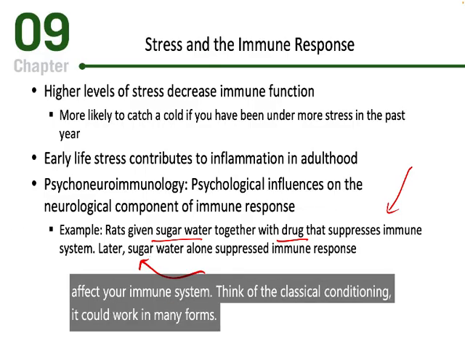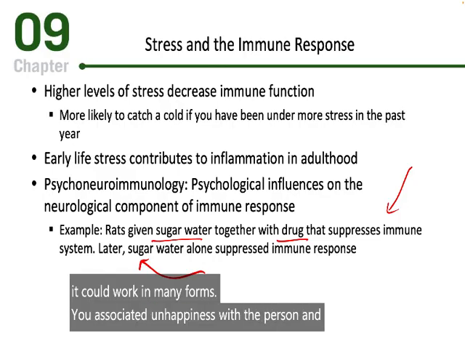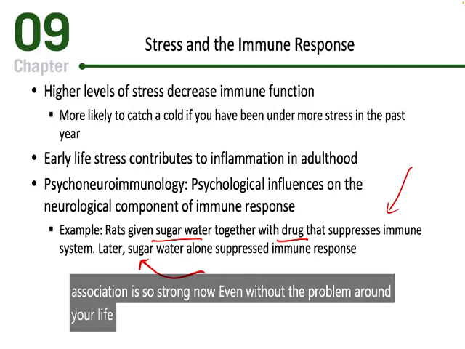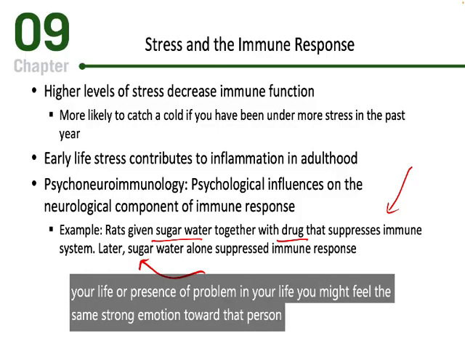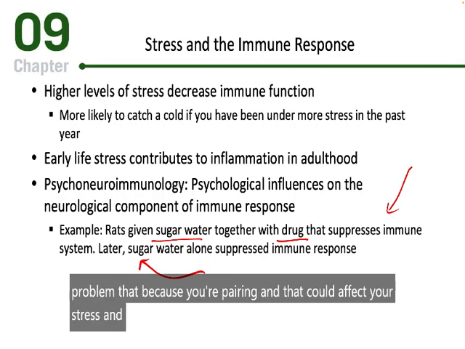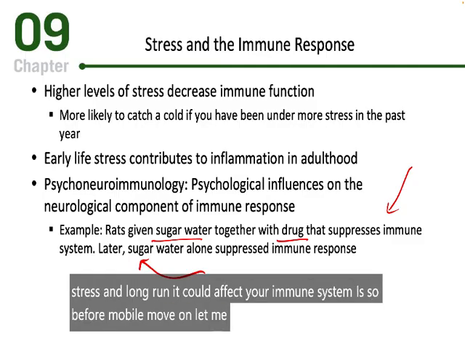You associate unhappiness with a person, and that association is so strong that even without the problem or presence of a problem in your life, you might feel the same strong emotion toward that person, even when there is no problem. That's because you're pairing, and that could affect your stress, and in the long run, it could affect your immune system. So, before I move on, let me ask you a question here.